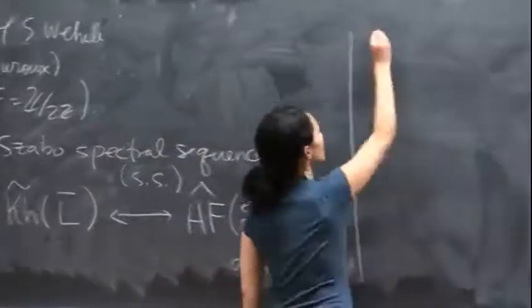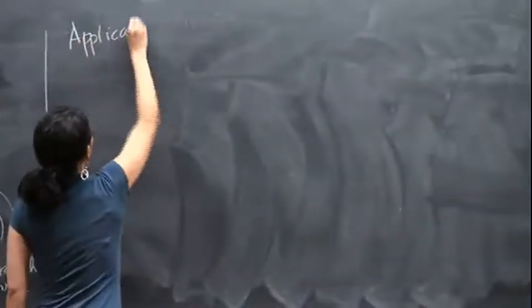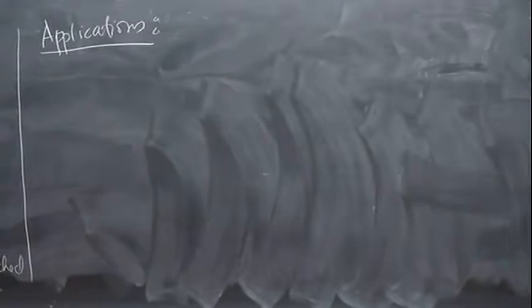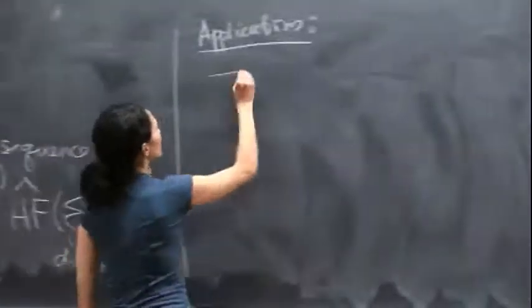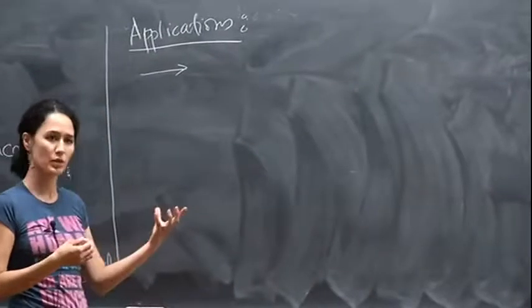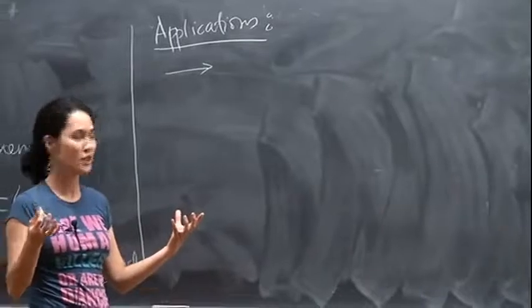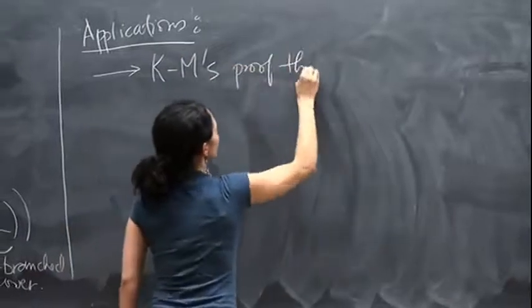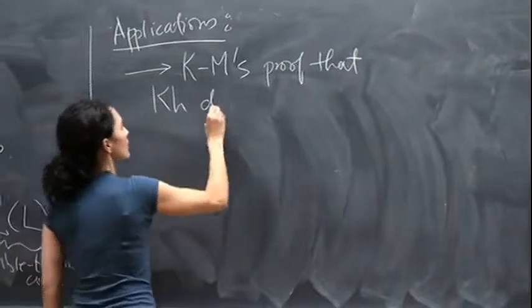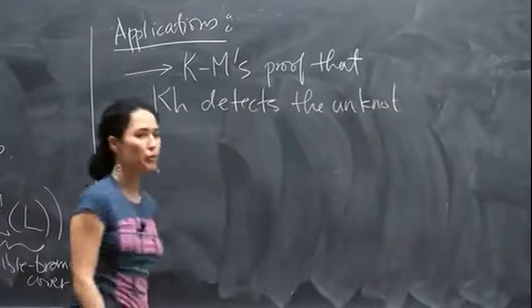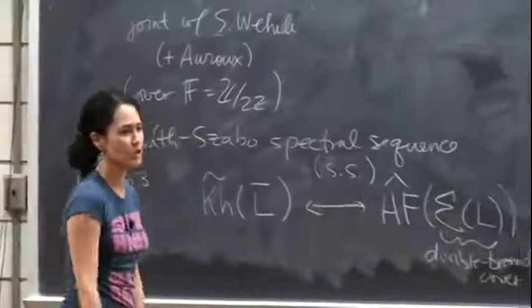So there have been a number of applications of the spectral sequence. Most notably, one that we heard about in this conference, well, it's not strictly an application of the spectral sequence, but it's really inspired by the spectral sequence. So this spectral sequence really inspired Kronheimer and Mrowka to construct a spectral sequence from the reduced Khovanov homology to instanton knot Floer homology. And that led to Kronheimer and Mrowka's proof that Khovanov homology detects the unknot. And this is something that eluded proof sort of strictly within the realm of Khovanov homology.